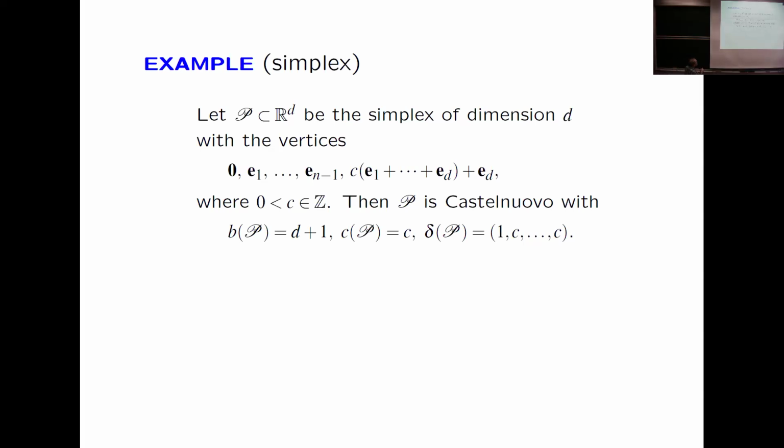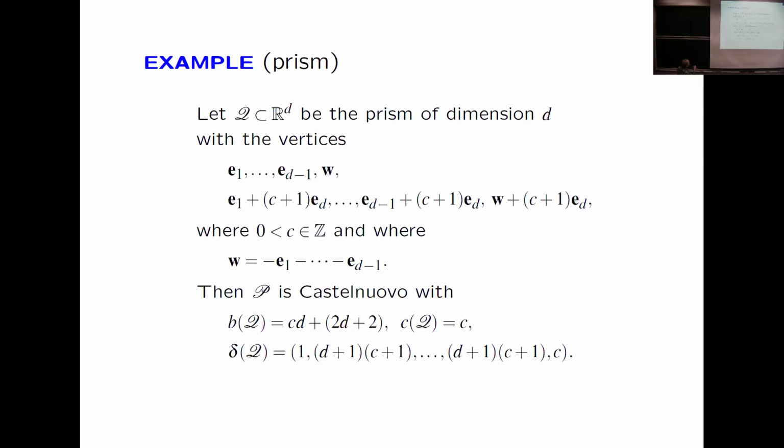So the number of boundary points is D plus 1, which is the least possible number, and the number of interior lattice points is c. And also we consider the next example, a prism.